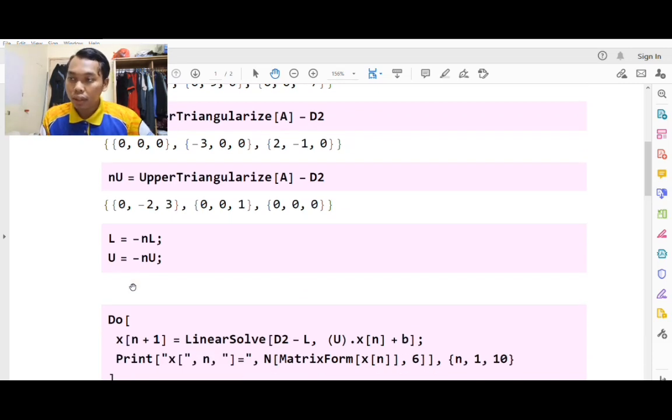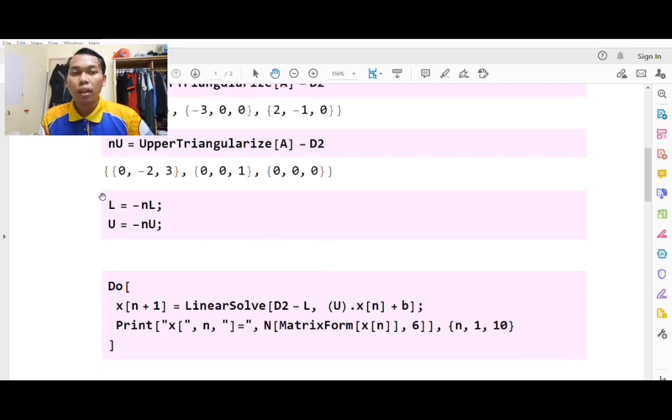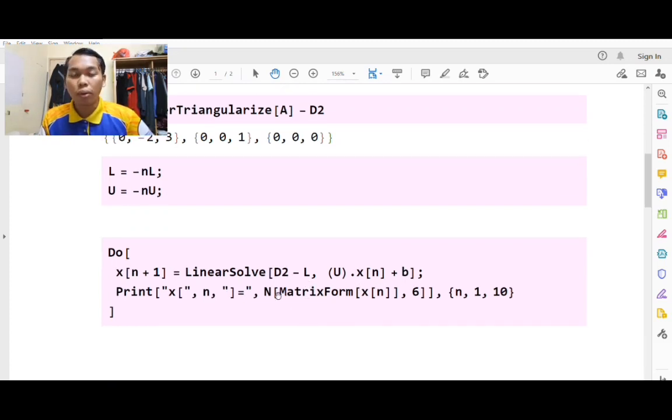And then we denote L and U as negative NL and negative NU respectively. We can change it into the formula that we want to use from Gauss-Seidel. So this is the Gauss-Seidel formula. If we don't want to introduce L and U, we can change negative L to positive L, because negative and negative become positive, and for U we change it into negative U.